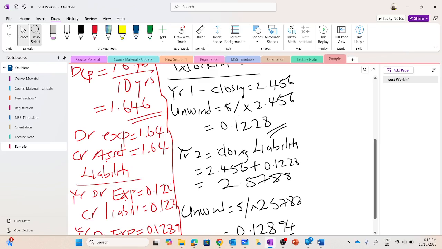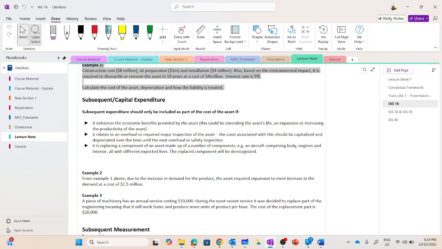Now, the key thing you need to know is that when we are talking about major expenditure, this expenditure should enhance the economic benefits provided by the asset. So what I mean is that, for instance, if the machine capacity is 10,000 bottles of water, because of the capital expenditure, the production quantity should increase from 10,000 to 11,000, for example. The basis for capital expenditure is to ensure that the machine, the asset, enhances its economic benefits.